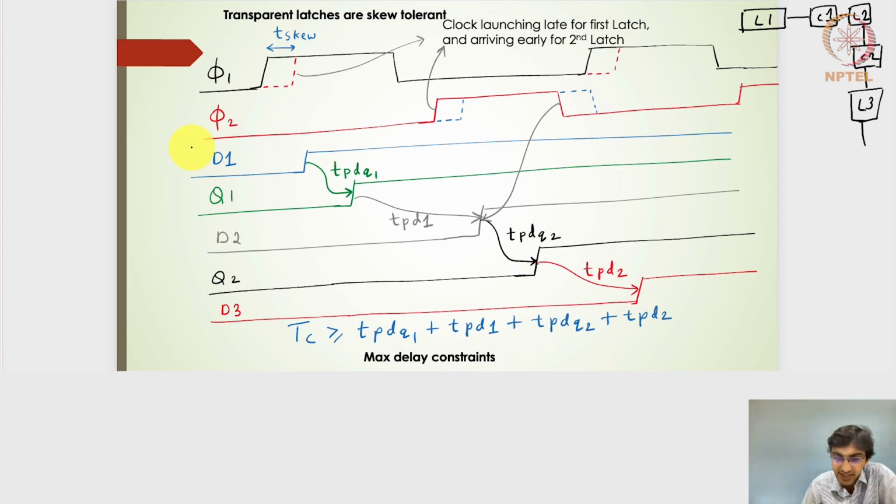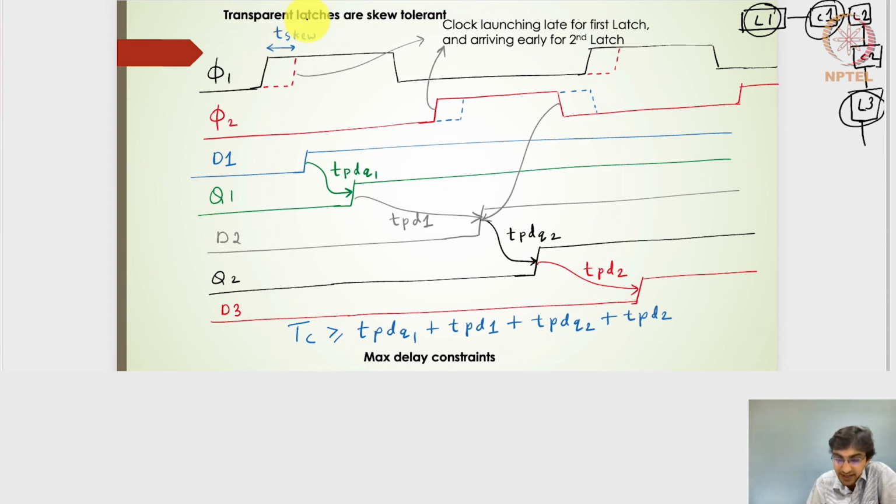Here in phi 1, because of the propagation delay, for L1, L3, L5 and so on, the clock is arriving late. So the clock is launching late for the first latch and arriving early for the second latch. That is the worst case condition, which means the TPD that we design for combinatorial circuit 1 has to be slightly reduced because of the skew factor. That is what we had seen for the flip-flop designs.